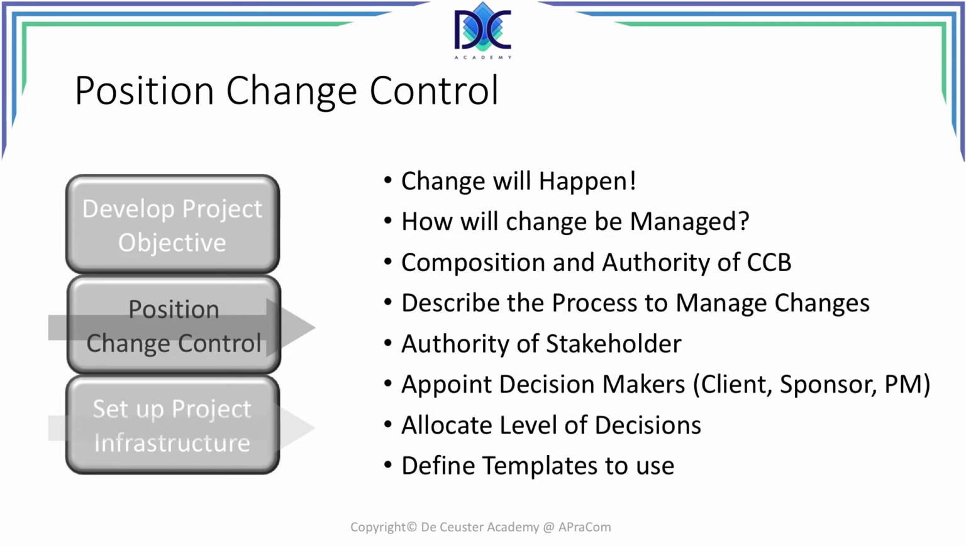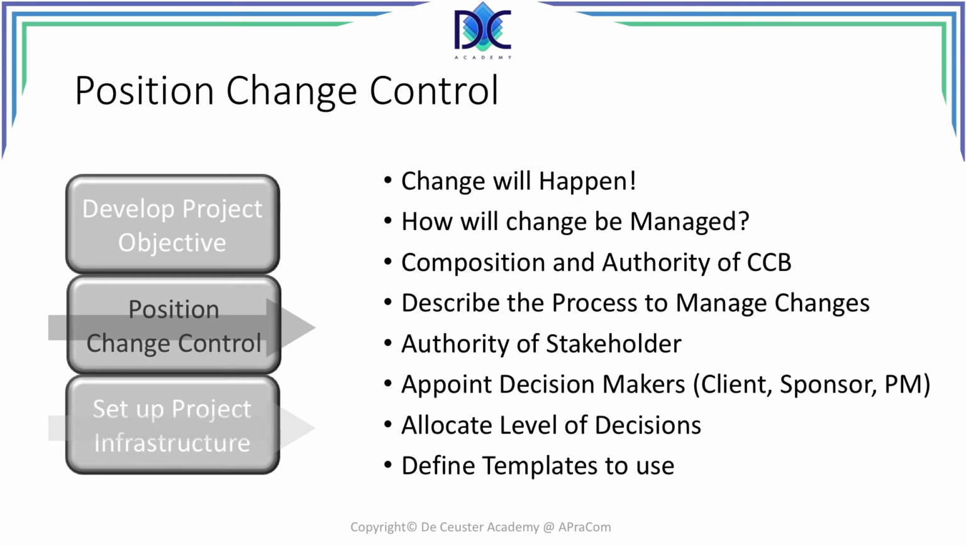Change control, well, change will happen. Although people say in a predictive environment there are no changes or changes are difficult, we know from projects that changes will happen. The important part here is to describe the change management process. We have to identify who will be in the change control board and what will be their authority. We have to make a process for how those changes are handled, what the different process steps are, and what the authority of the stakeholders and also of the project manager is.